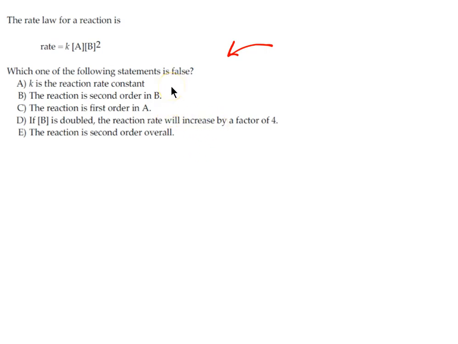So is K the rate constant? Yes. Is the reaction second order according to B? Yes, thank you. Is it first order according to A? Yes. If B is doubled, the reaction rate will increase by a factor of 4. Yeah, that's true. That's what the 2 means. The reaction is second order overall. That is false. F, the reaction is third order overall. That would be true. The overall reaction, you just add the exponents. If there isn't one, it's a 1. Okay. Back on a winning streak here.